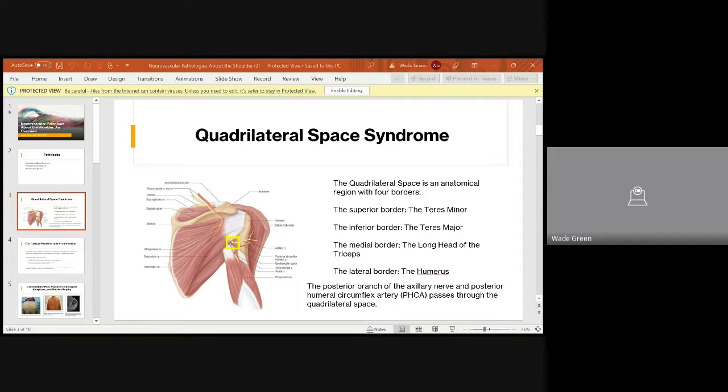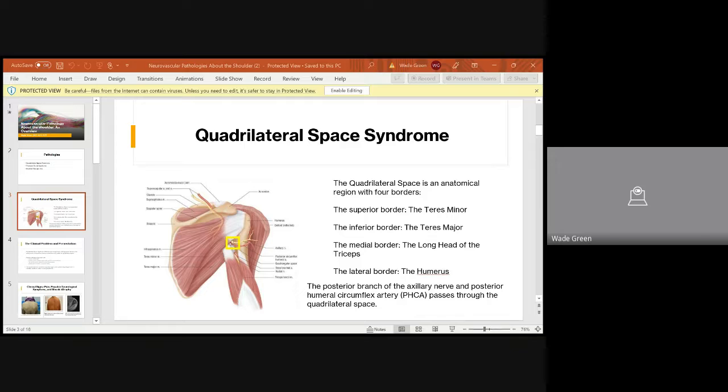Having said that, quadrilateral space syndrome essentially involves compression of that posterior branch of the axillary nerve and that posterior humeral circumflex artery within the quadrilateral space. So when that happens, patients are going to start to have kind of this vague posterior shoulder pain, and they may also tell you that they've got possible numbness and or pain at the posterior and lateral shoulder that also gets worse with abduction and external rotation.